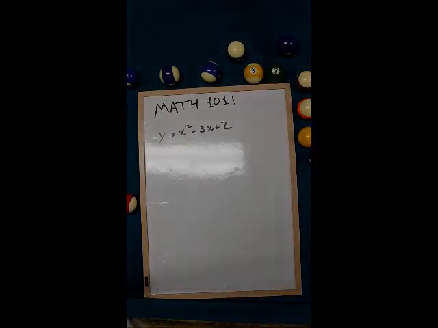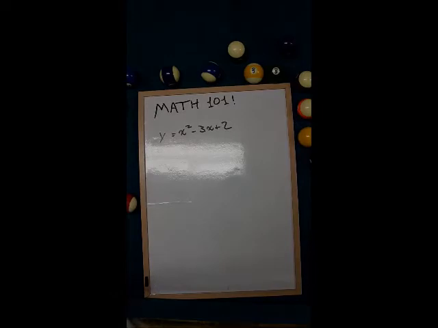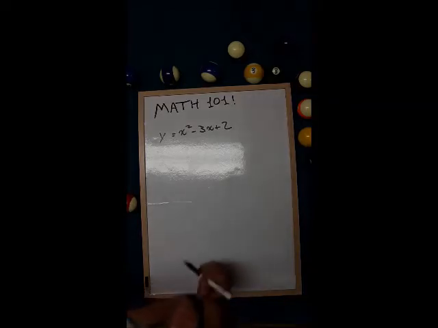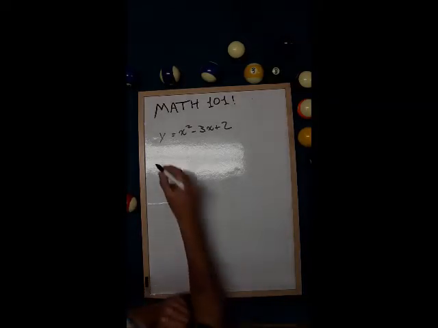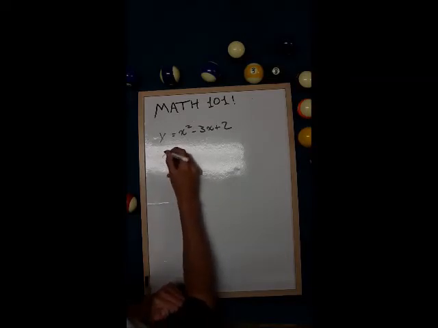This is Math 101. Today we're going to go through an example of a quadratic function and go through all the steps to make a graph of the function you see over there. So first we have to find the x-intercepts. To do this we have to factorize it.